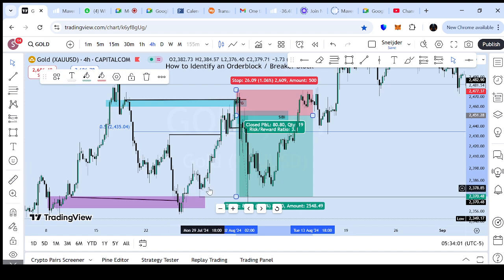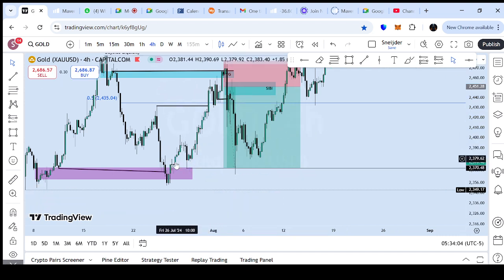Here is also an inefficiency, a CB, that supported price at the time of that day, 10 o'clock, a starting, a schooling point.